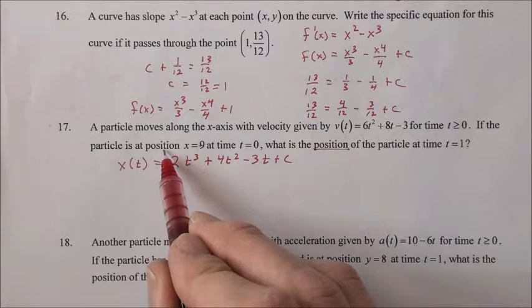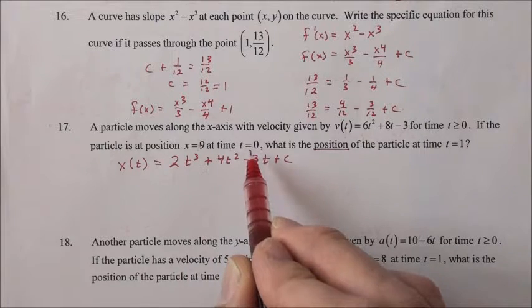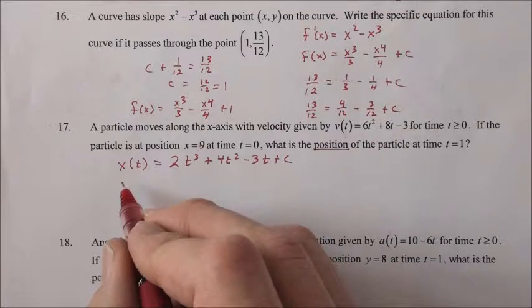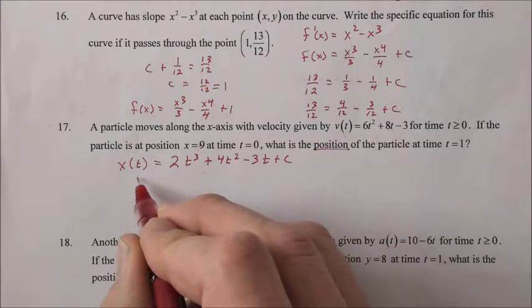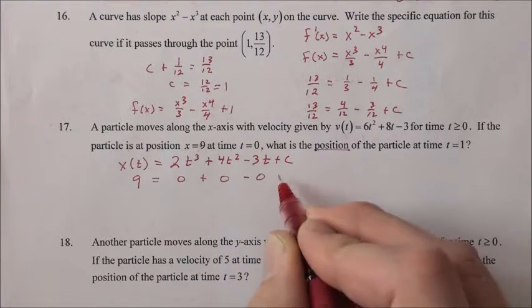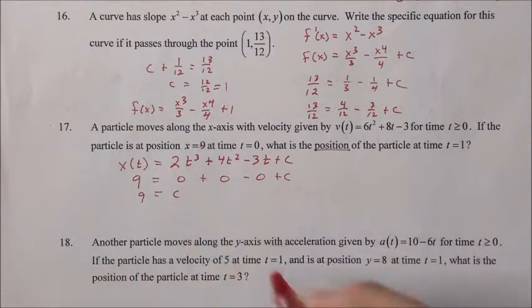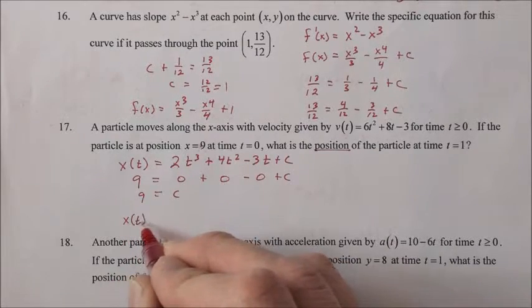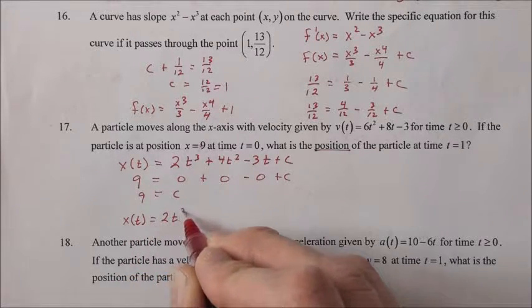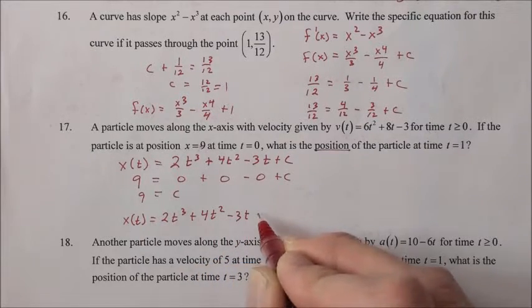We know that the position x is 9 when t is equal to 0. As I mentioned in class, this is our new best friend. 0 means that if we plug in 0, we get 9. So 9 is equal to 0 plus 0 minus 0 plus c. So c must be equal to 9. So therefore, x of t is equal to 2t cubed plus 4t squared minus 3t plus 9.